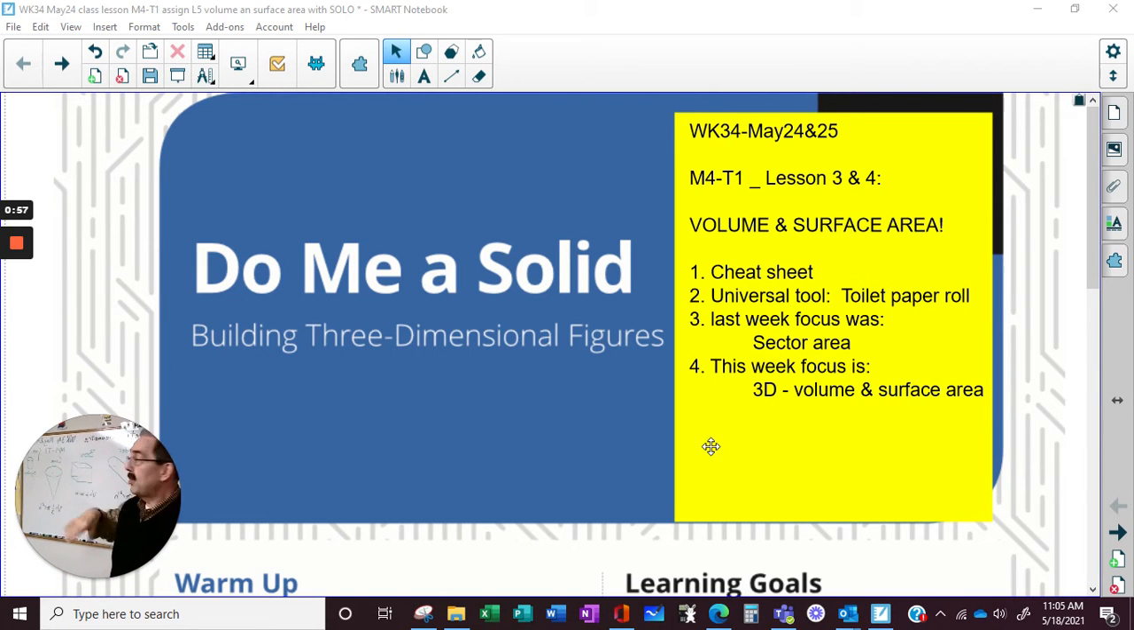Week 34, we're on May 24th to the 28th, the last full week of May. And if you wanted, you could actually go into your textbook, page M475. All right, volume, surface area. You've got a cheat sheet, so you have these formulas, and we have our universal tool, toilet paper, paper towel roll. And last week we focused on sector area, the area of the bottom, the area of the top. This week we want to turn it into three-dimensional objects. Okay, so let's get started.